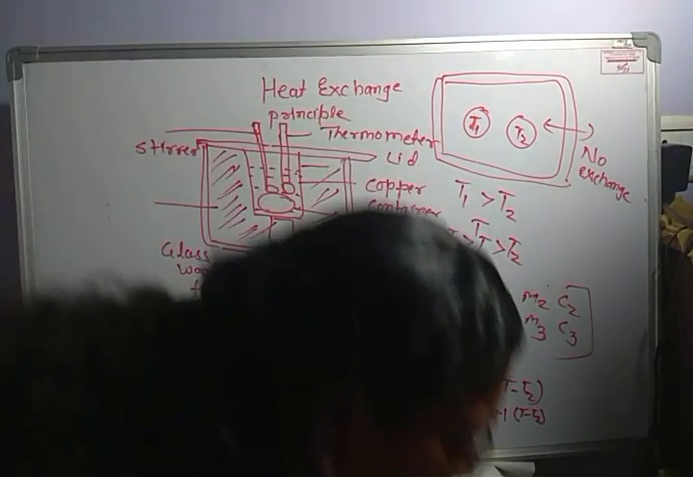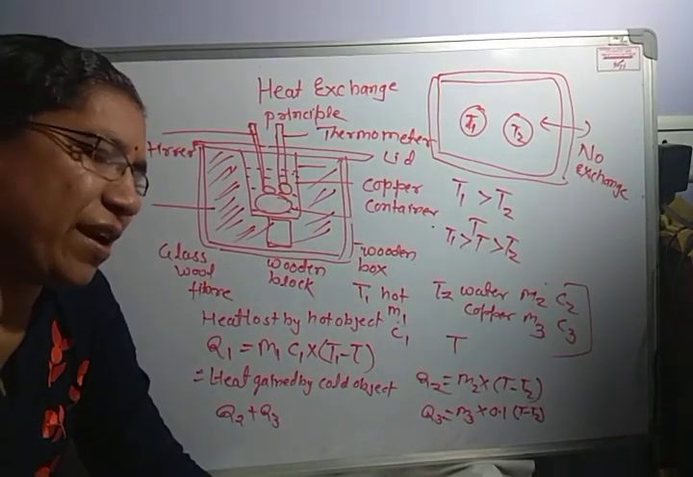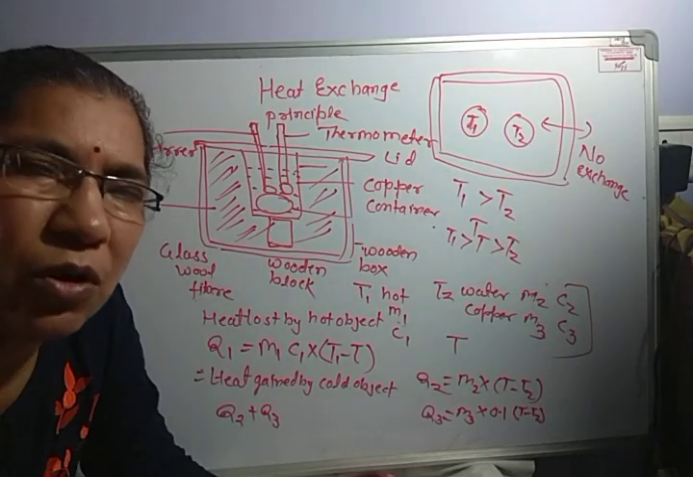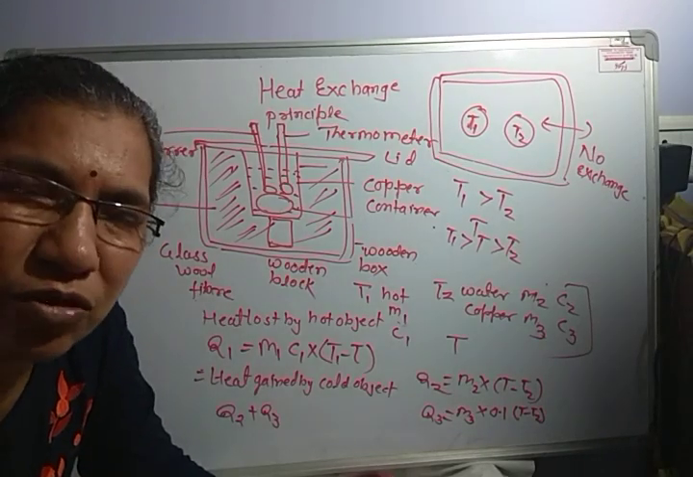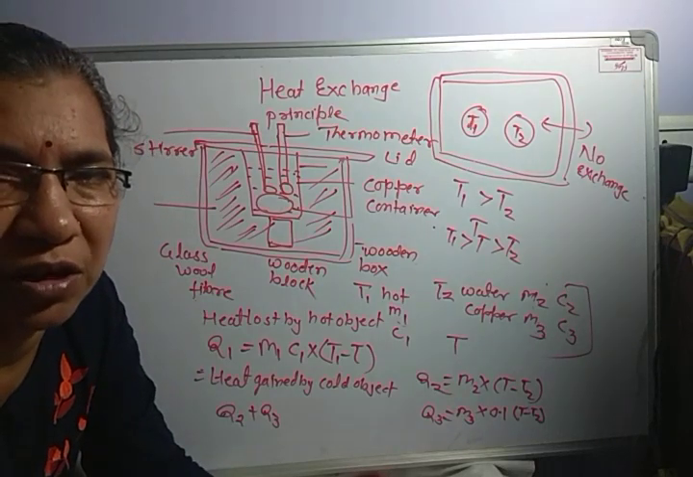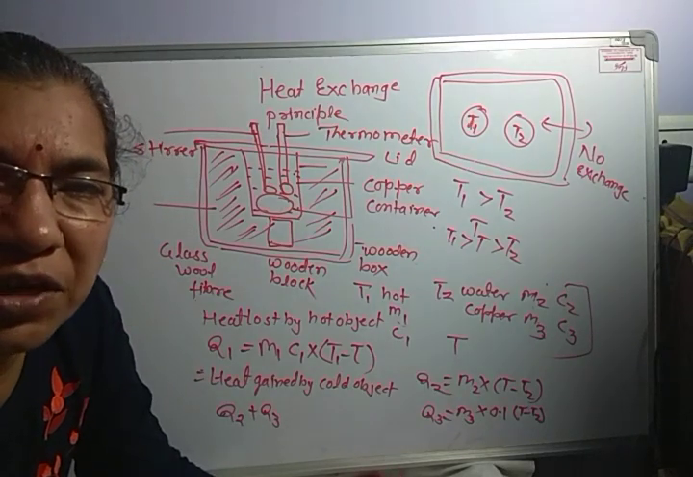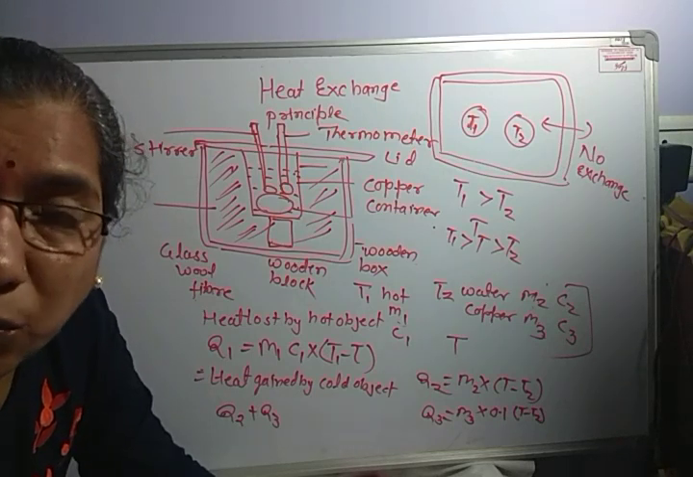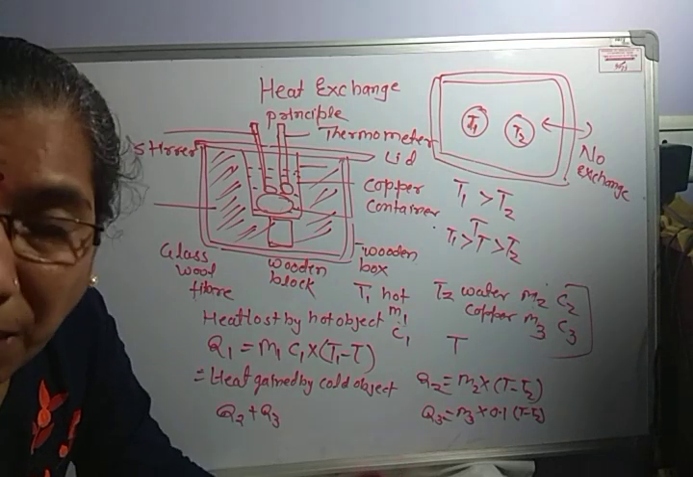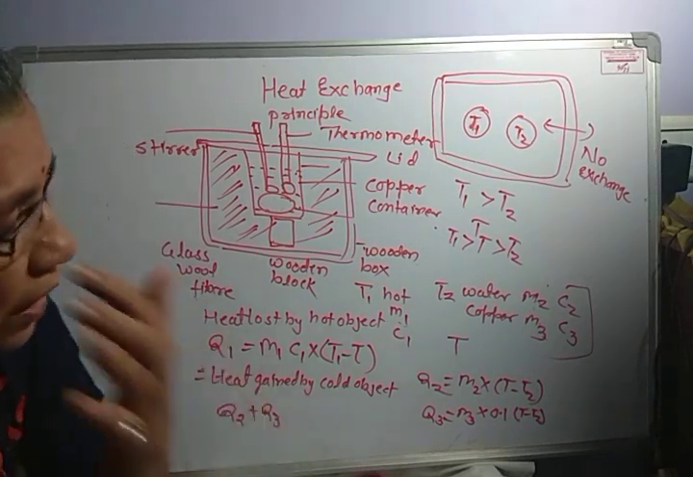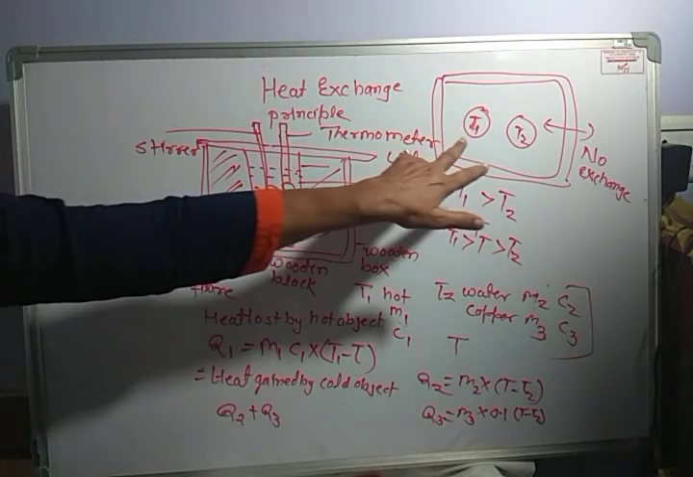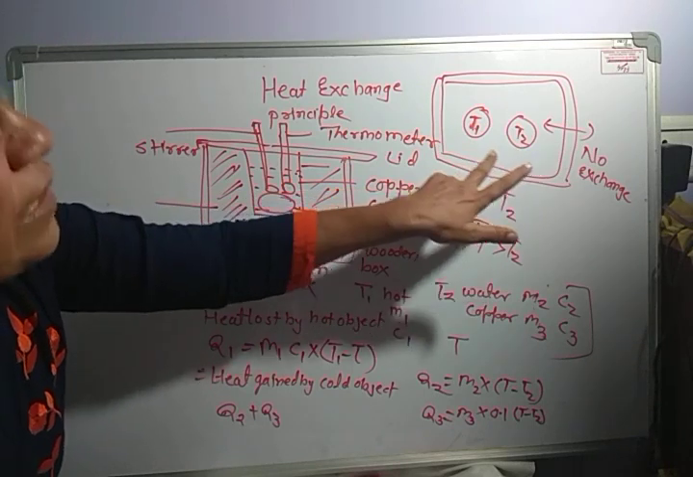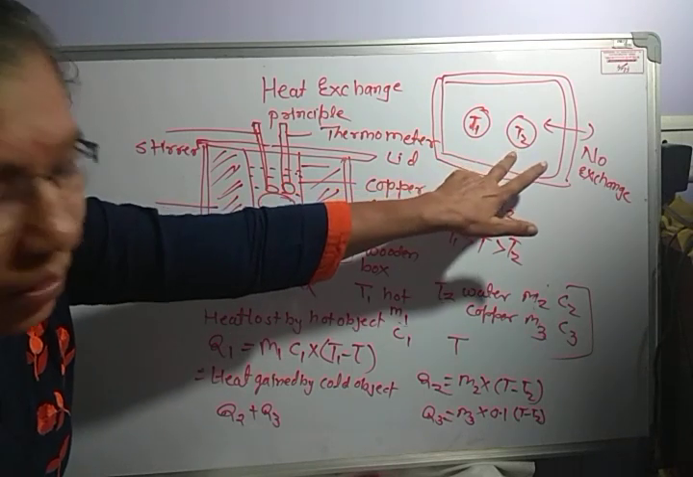In our daily life, we know that physical quantities flow from a higher level to a lower level. For example, current flows from higher potential to lower potential. Air flows from a higher pressure region to a lower pressure region. Water flows from a higher level to a lower level. Objects fall from a higher level to a lower level. So in this case also, heat exchange takes place from the hot object to the cold object, that is, from higher temperature to lower temperature.